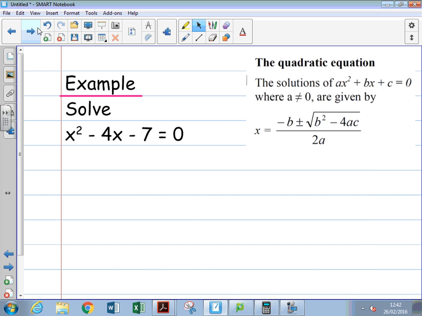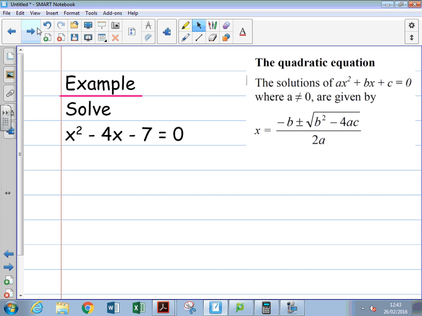So let's do an example. Solve x squared minus 4x minus 7 equals 0. So the first thing you would try and do is see if you can factorize this. So I'd need two numbers that multiply to make 7 and add together to make minus 4. And we can't do that. So at this point, we'd start using the equation.